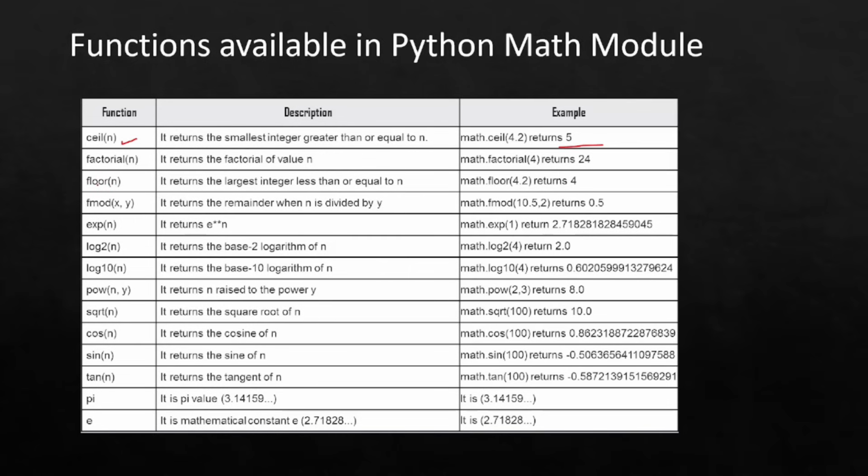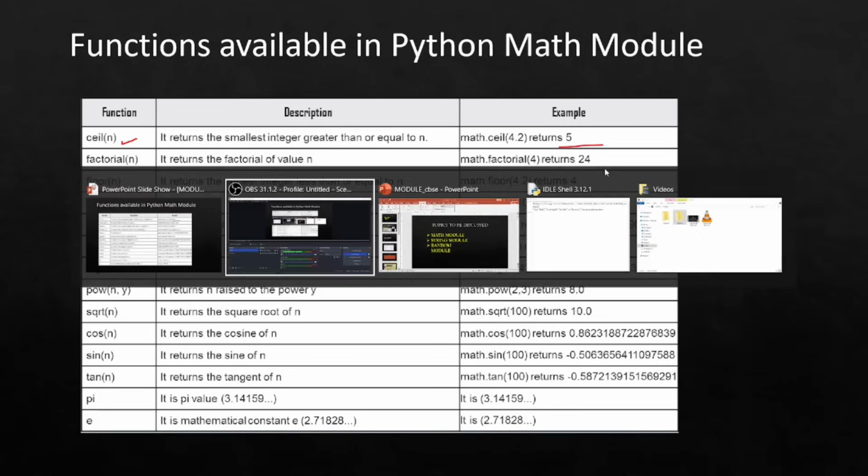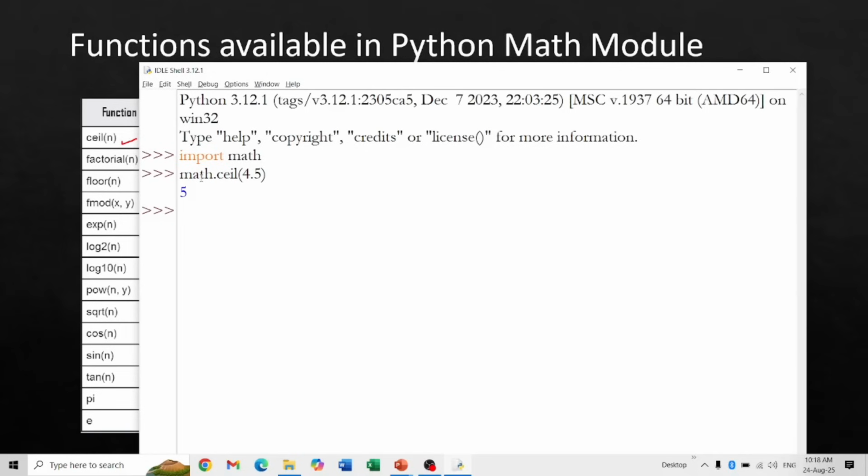Okay, these are the functions available in the Python math module. Definitely from this, they will be asking one question for one mark. So the first function is ceil of n. What is ceil of n? I will show it practically. So math.ceil of 4.5 is going to give 5. So just remember, ceil is nothing but it is going upward. Okay, so whatever the nearest number.